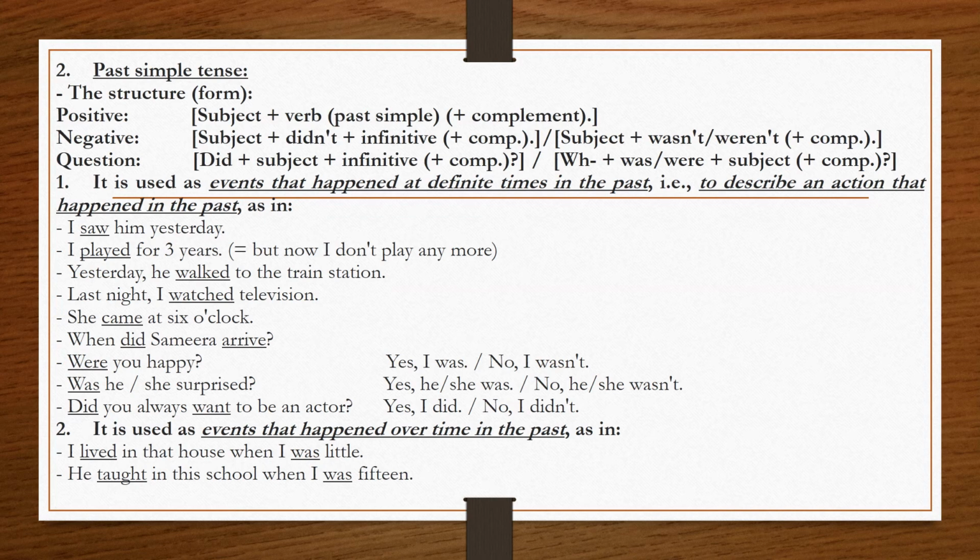Number two: it is used for events that happened over time in the past. Over this time in the past we find, for example: I lived in that house when I was little. This is over time in the past. Events that happened over time in the past. I lived in that house.